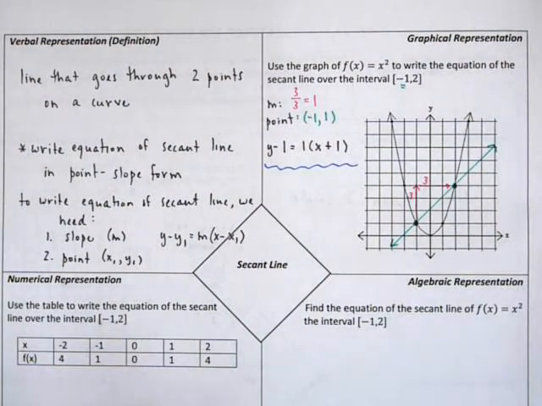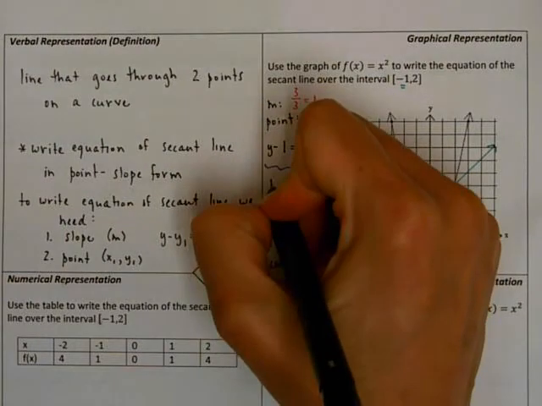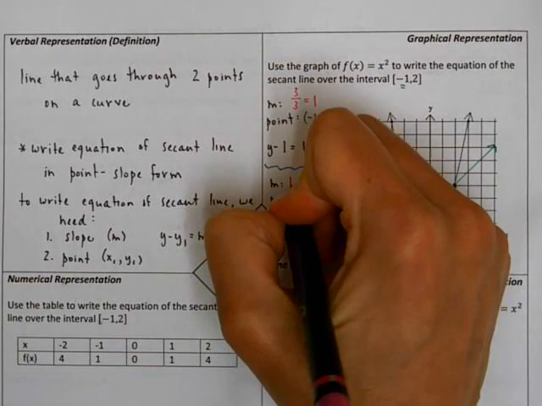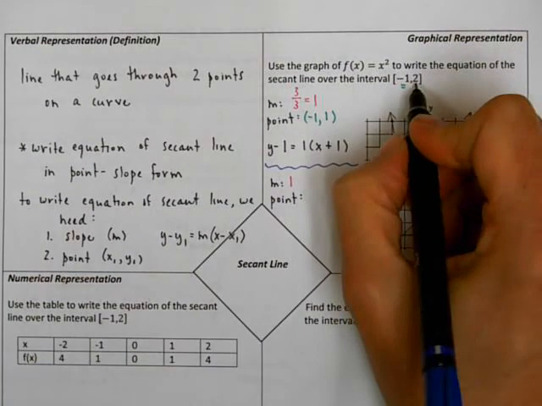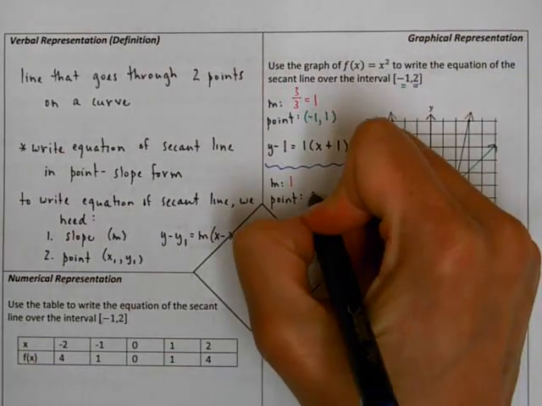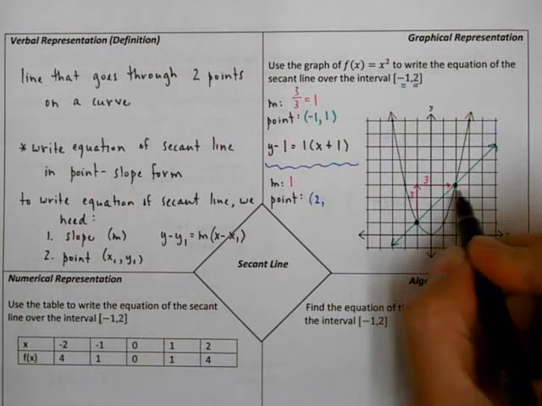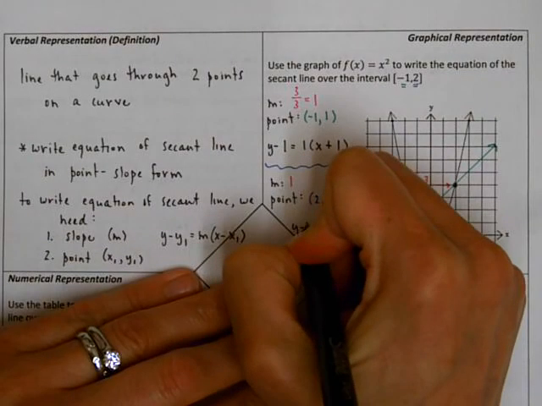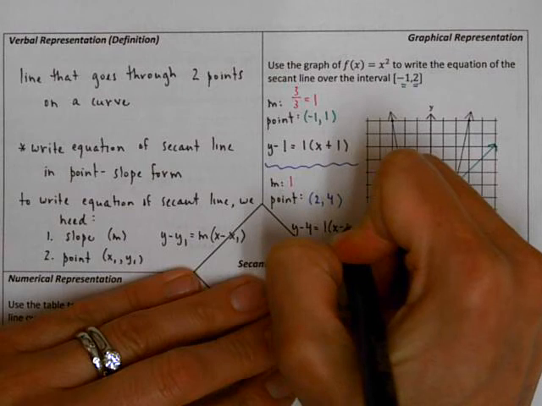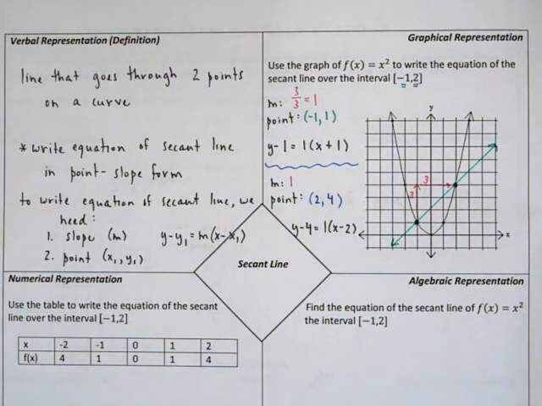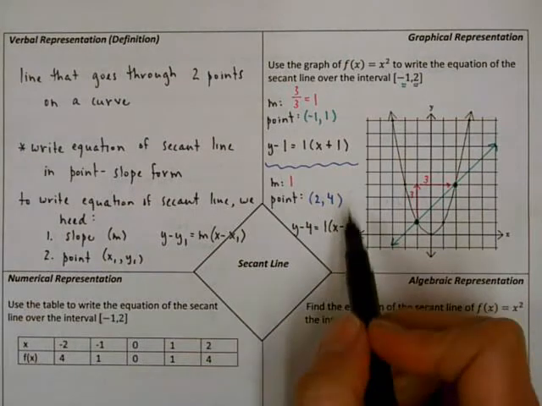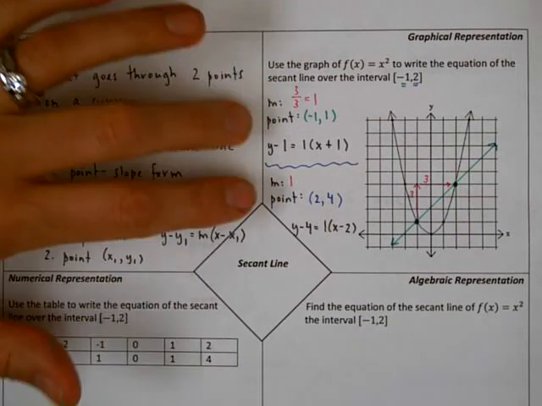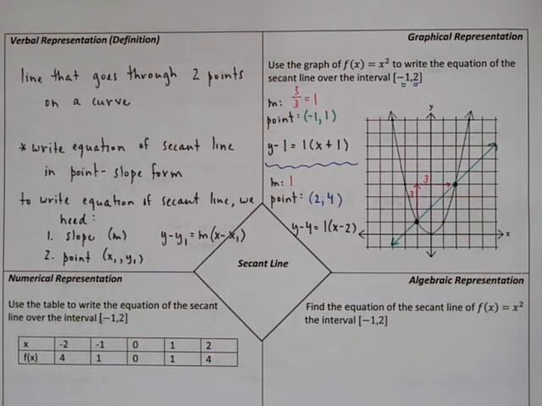However, because we're given an interval, we could also write it a different way. We still need our m and our point, our slope and our point. Our slope is 1. But I could also choose to use the point whose x-coordinate is 2. So if I chose that point, my x-coordinate is 2 and my y-coordinate is 4. So now my equation would be y minus 4 equals 1 times x minus 2. Either of those equations would be correct. They're actually equivalent if we were to translate them into slope-intercept form. So I just want to make the point that either one of these equations would be correct for the equation of the secant line.